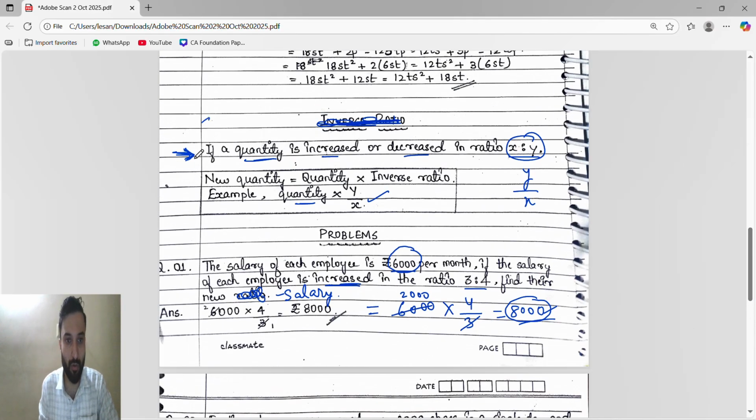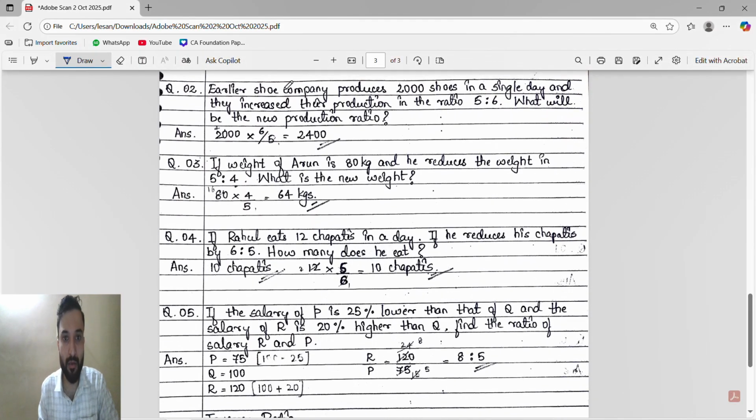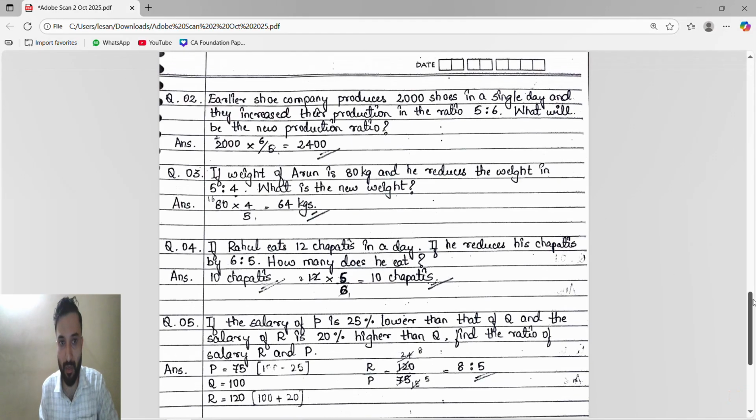So you have to write this whole part from here to here. Then next one. A shoe company produces 2,000 shoes in a single day, and they increased their production in the ratio 5:6. What will be the new production ratio?